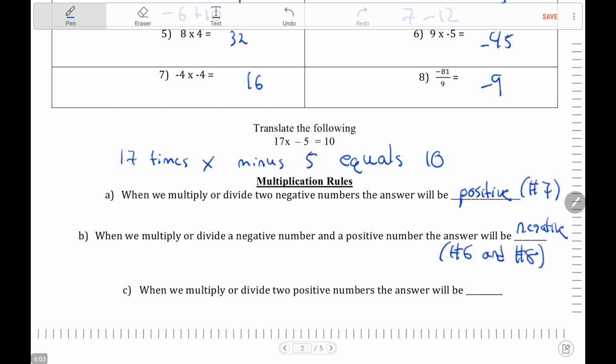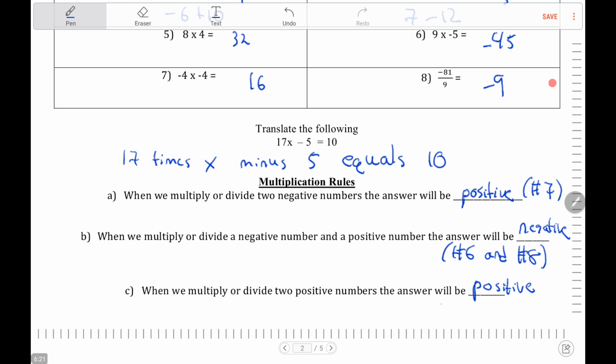When we multiply or divide two positive numbers, the answer will be... Well, you've done that before. You've done it with all positive numbers your whole life. So that is positive. Okay, and if you want an example, look at number 5. 8 times 4 was 32. Positive 32.